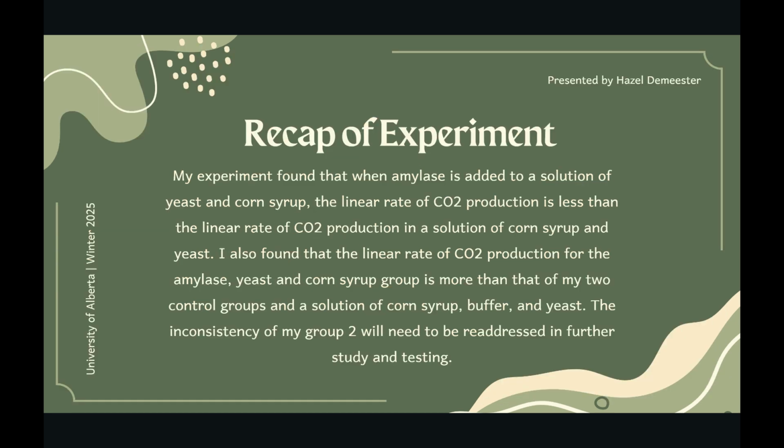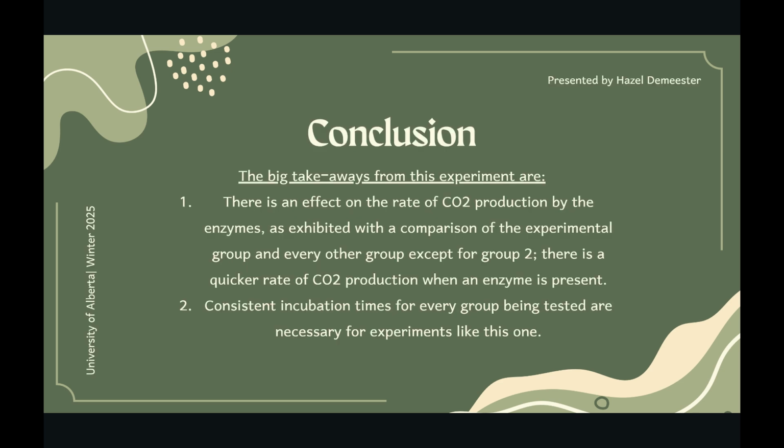So, just as a recap, I found that my experimental group's linear rate is less than the linear rate of my group 2. However, the experimental group had a higher linear rate compared to literally every other group except group 2. So if I were to do further testing, I would need to readdress what went wrong with my group 2. Some big takeaways: there is an effect on the rate of CO2 production. It results in a quicker rate of CO2 production when an enzyme is present.